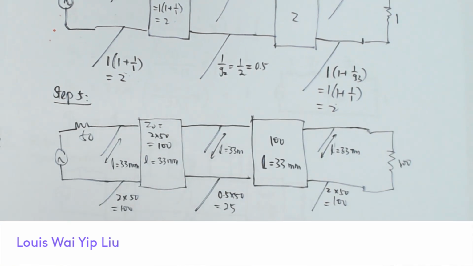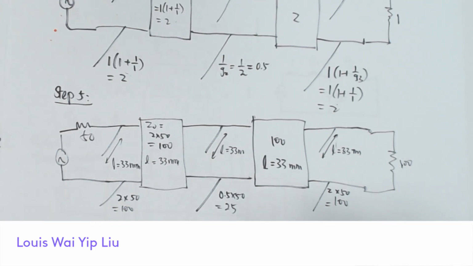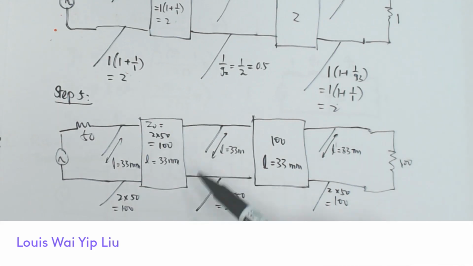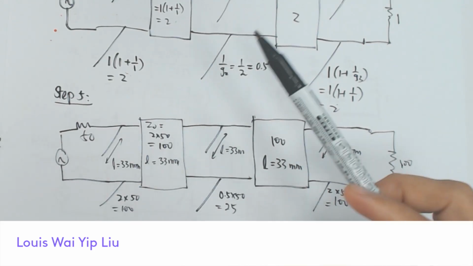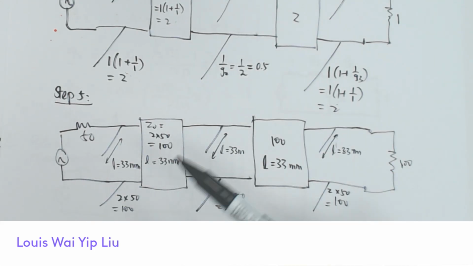There's nothing difficult at all. And more importantly, I don't need to struggle too much when we did the Kuroda identities.